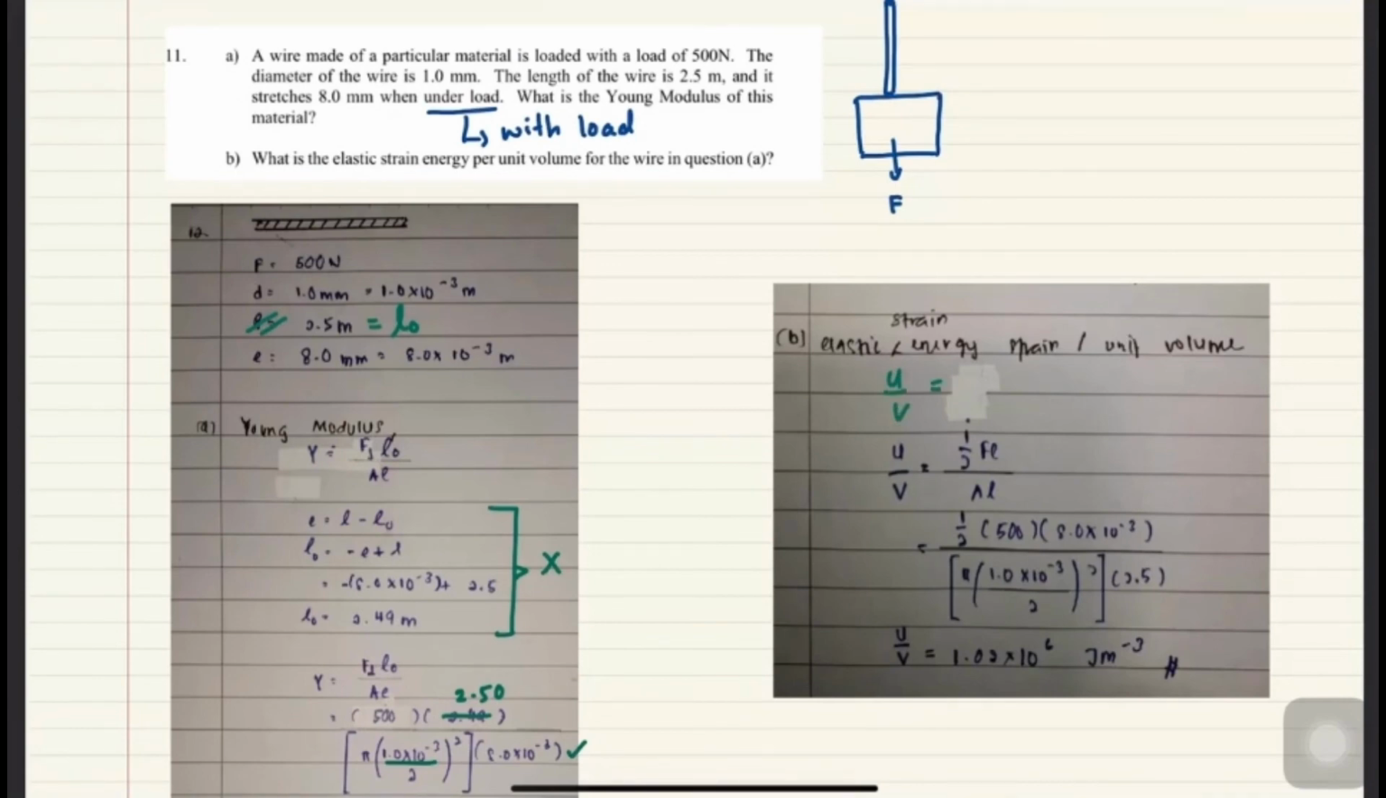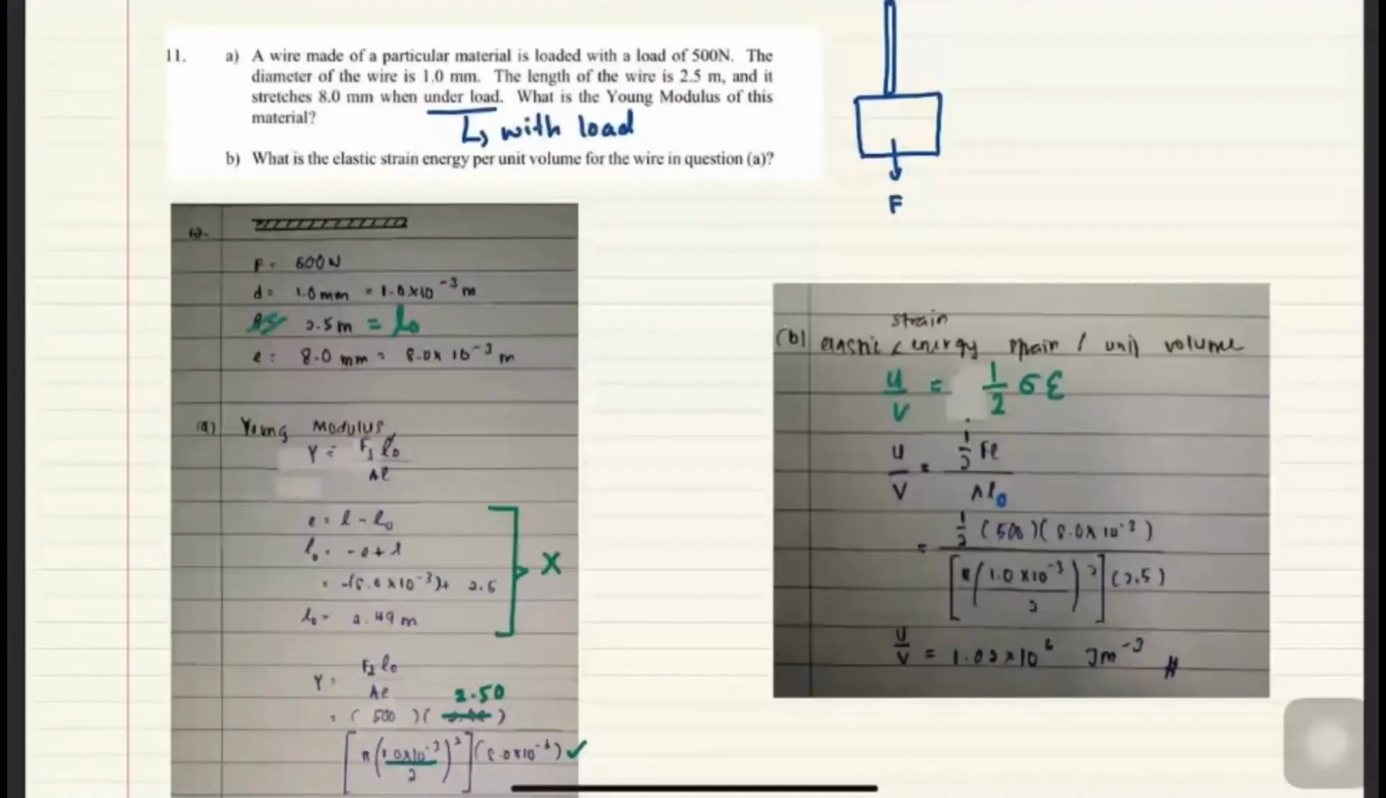Dia punya formula asal dia sebenarnya adalah half stress direct strain, betul tak? Stress direct strain. Okay. Lepas tu saya tak buat macam tu, saya gantikan sebab kita tahu U sama dengan half FE. V kita tahu dia datang daripada area darab dengan length. So saya just substitute dalam formula macam tu. Okay. And then final answer, elastic strain energy per unit volume saya dapat 1.02 times 10 to the power of 6 joule per meter cube. Okay, and this one is correct.